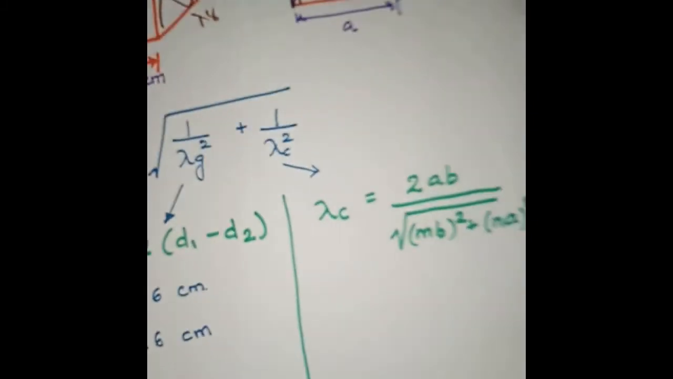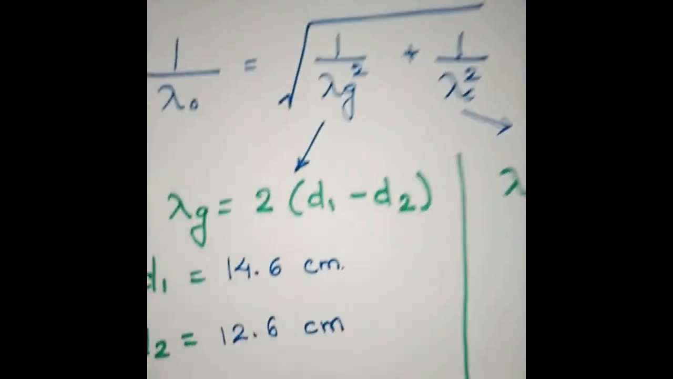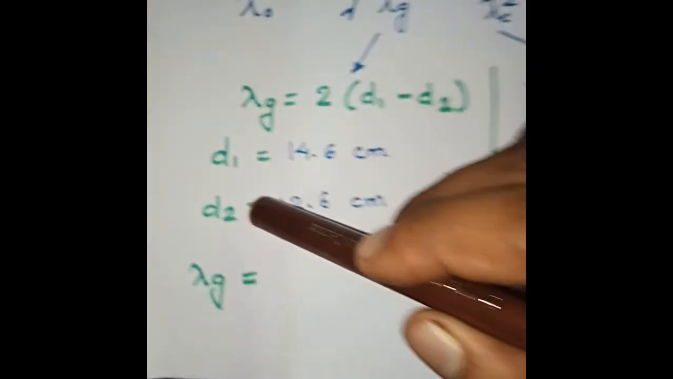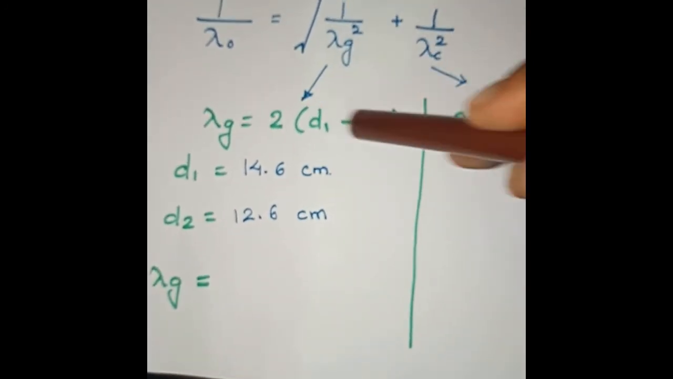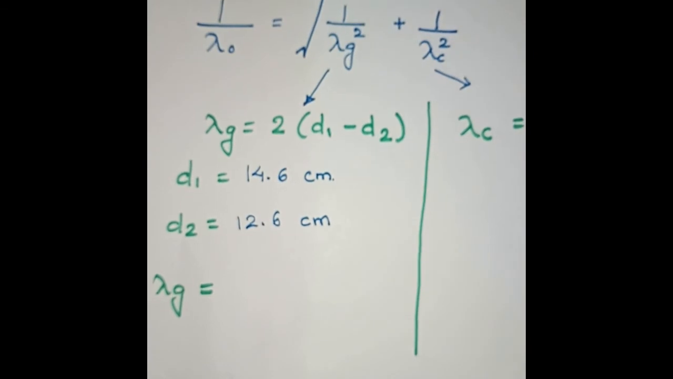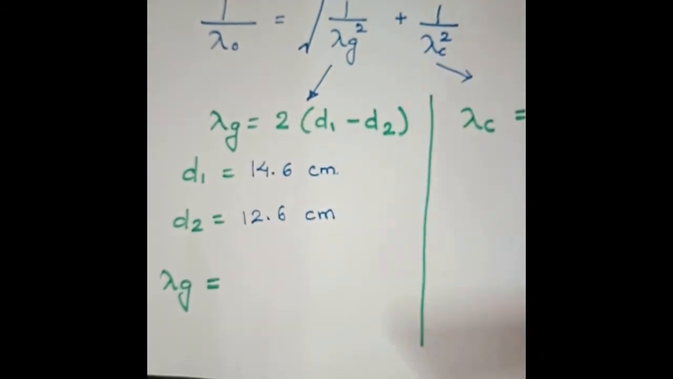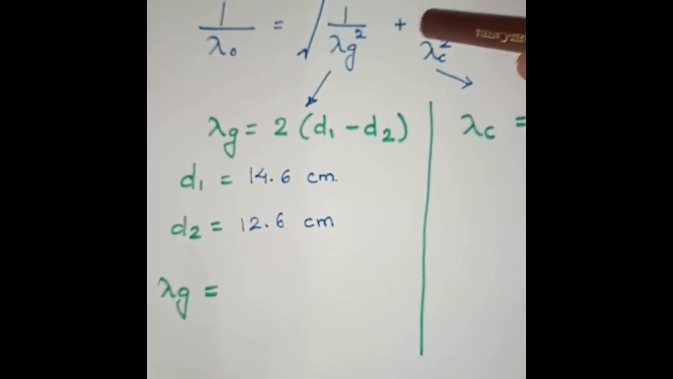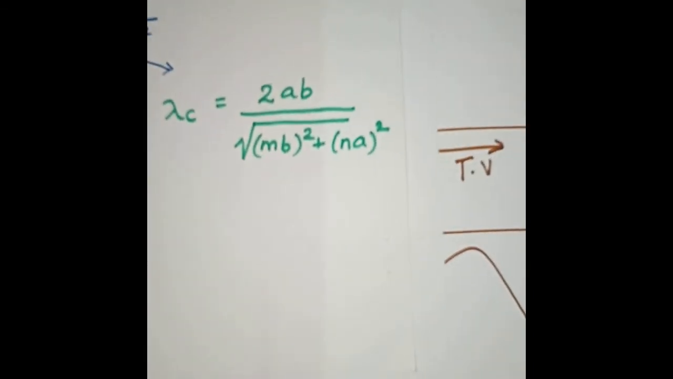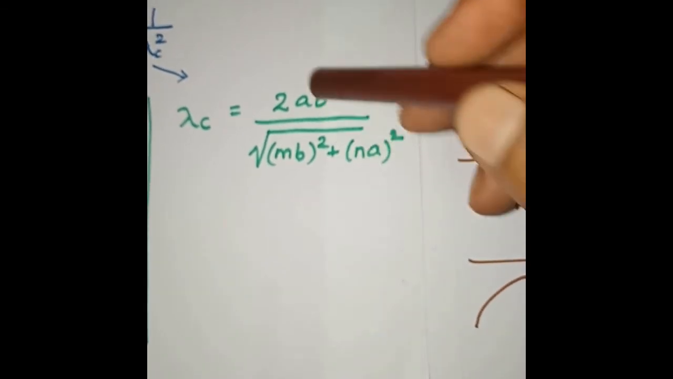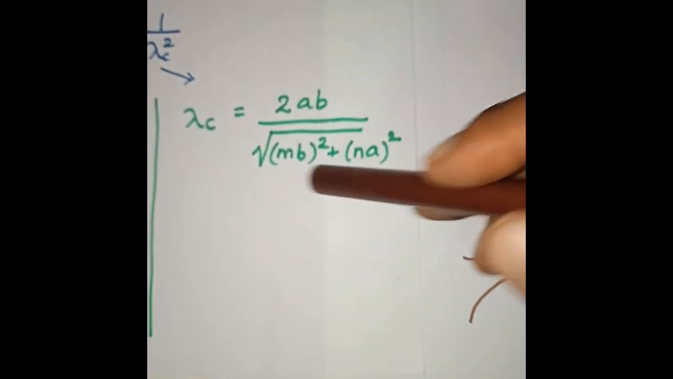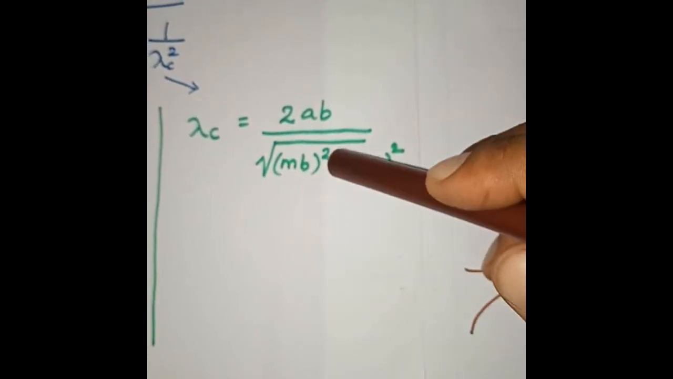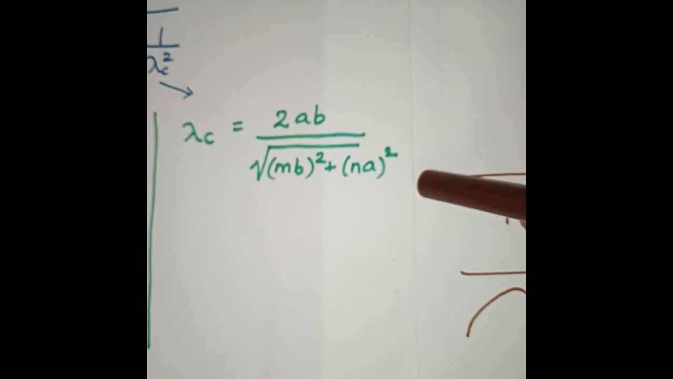Now you have to do this calculation. We have found D2 and D1, so you have to substitute D2 and D1 here and find out lambda g. So this is how we will get lambda g. Still we want lambda c, that is called the cutoff wavelength. The cutoff wavelength will be calculated using this equation: lambda c is equal to 2ab divided by the square root of (mb) square plus (na) square.